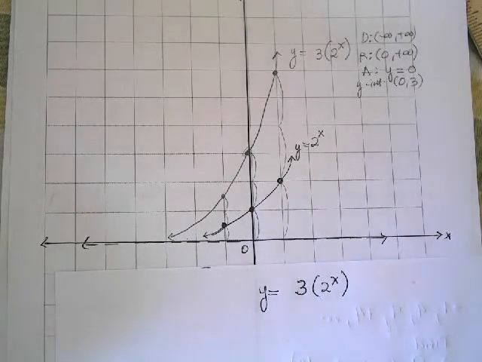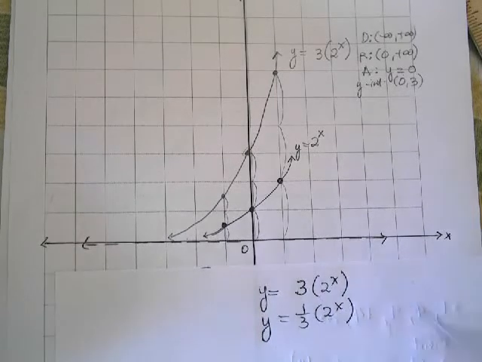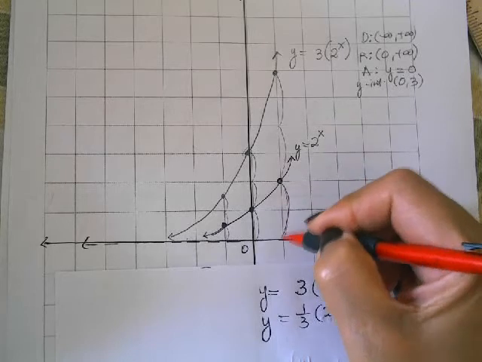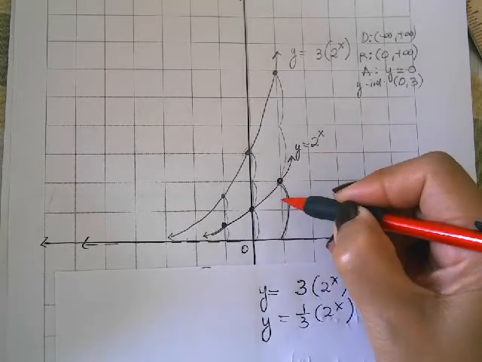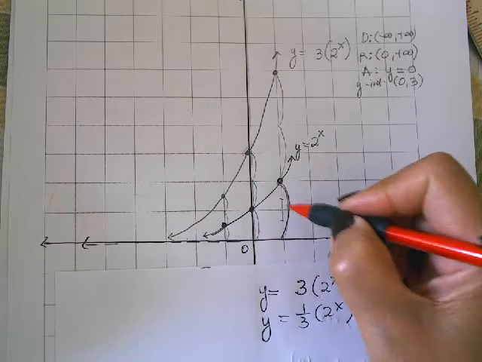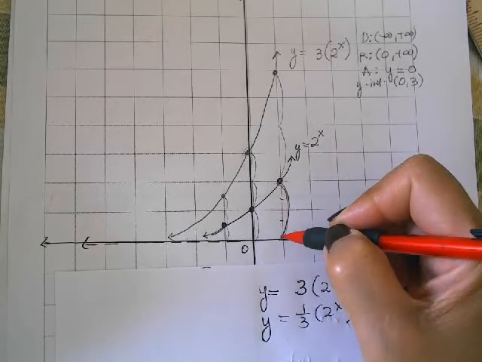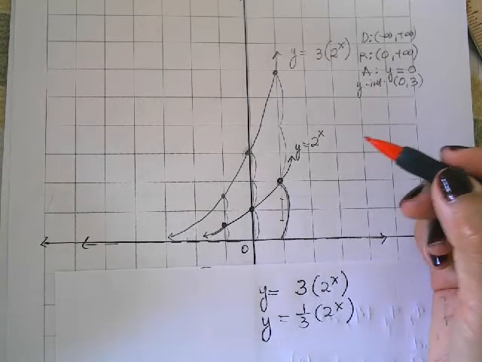Okay, let's go to the next. What if we put 1/3 instead of 3? That will shrink it by a factor of 3. So we have to divide this original distance by 3. So maybe somewhere here like that. You just sort of approximate. So we divided this by 3, or you can multiply the y by 1/3, but it's up to you.